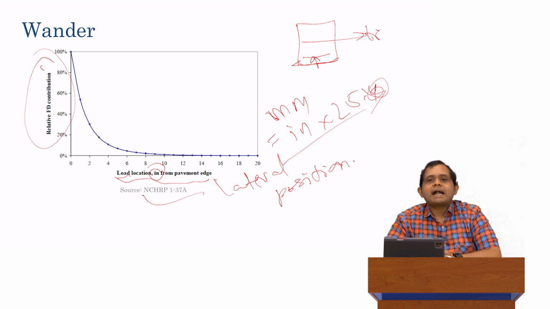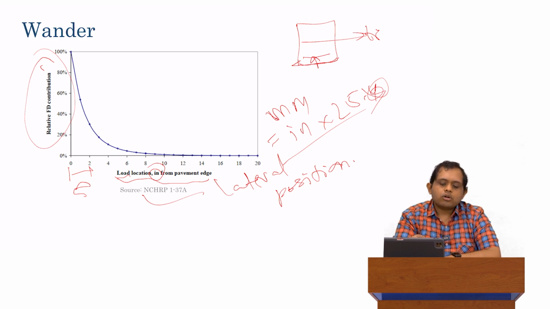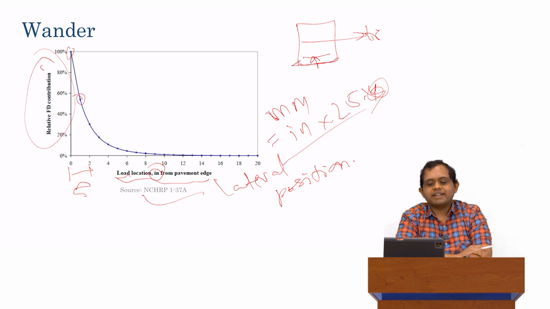There is a dramatic drop off. As you go even 2 inches, which is 50 mm, if you are just 50 mm away from the edge, what we see is that you go from 100% of the fatigue damage to around 50% of the fatigue damage. So in a small distance of 50 mm, which is not much, your fatigue damage can reduce by half.